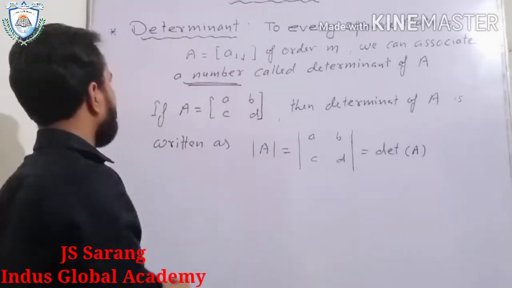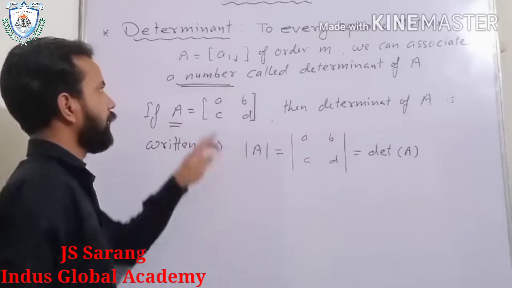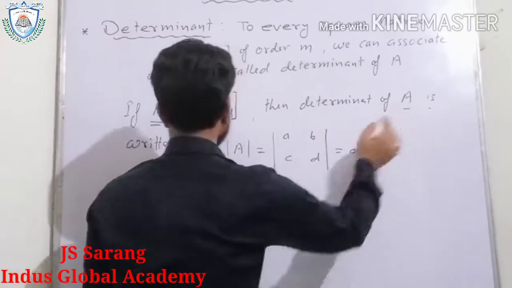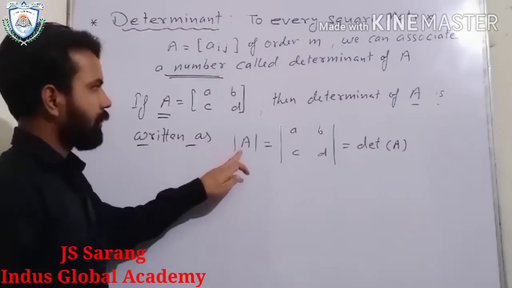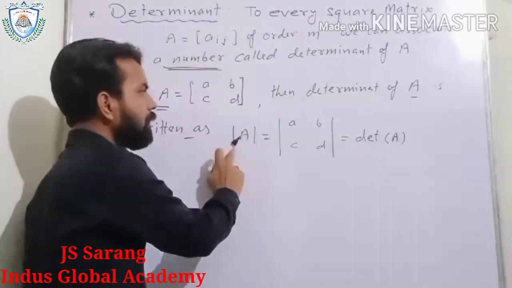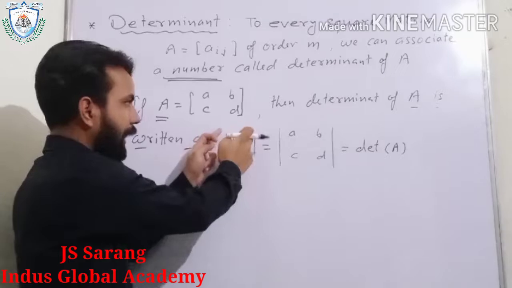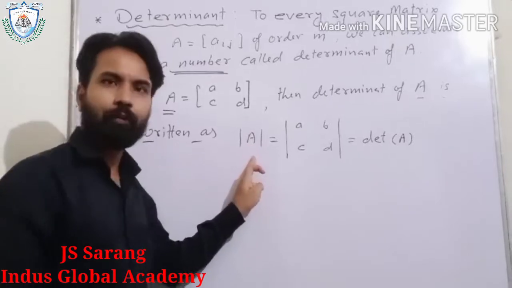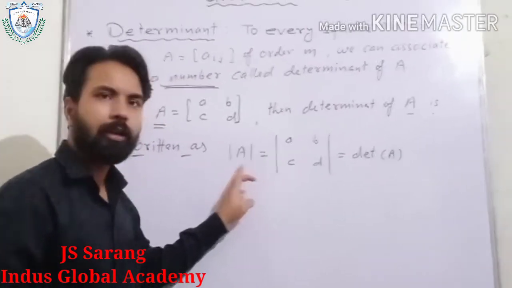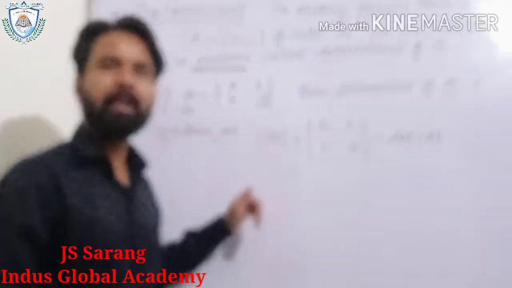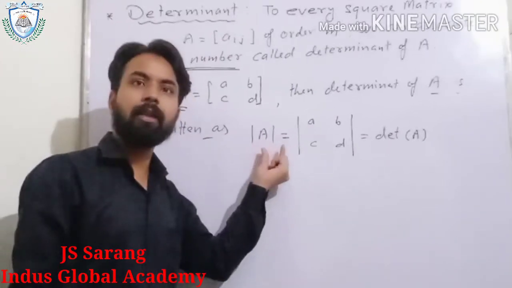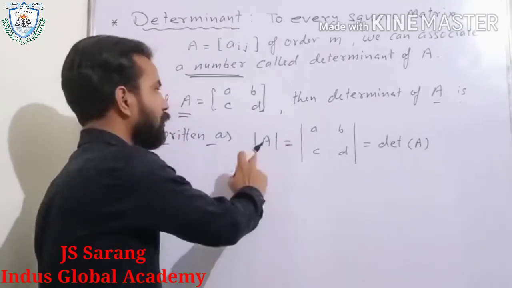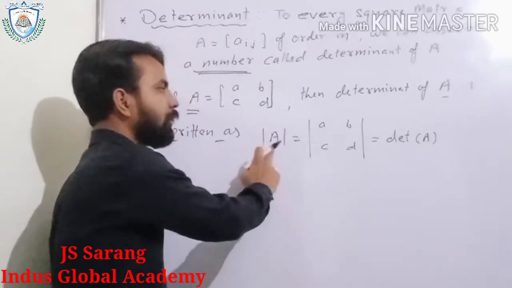Understood? For example, if there is a square matrix A whose elements are a, b and c, d, then its determinant of A is written in this form. The sign of determinant is the same as the sign of modulus. But we will not say this is a modulus of A. We will read it as determinant of A. Always keep in your mind, this is not modulus of A. This is determinant of A.